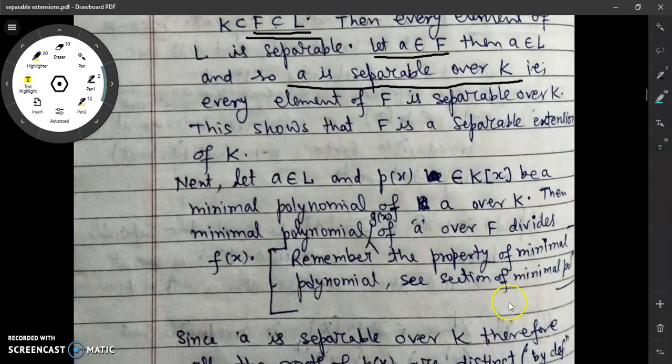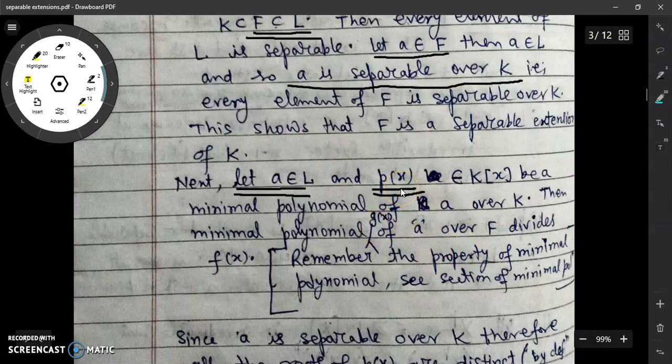Now we wish to prove that L is separable over F. So we consider an arbitrary element A belongs to L. Let g(x) be the minimal polynomial of A over the field F and p(x) be the minimal polynomial of A over the field K. Now, since F is an extension of the field K, the minimal polynomial of A over F divides the minimal polynomial of A over K. This is a result you may observe in the section on the minimal polynomial of an algebraic element. So the minimal polynomial g(x) divides p(x).